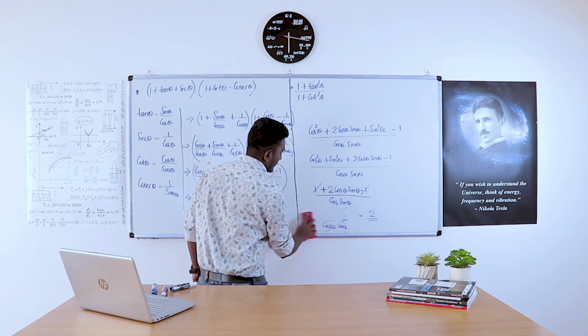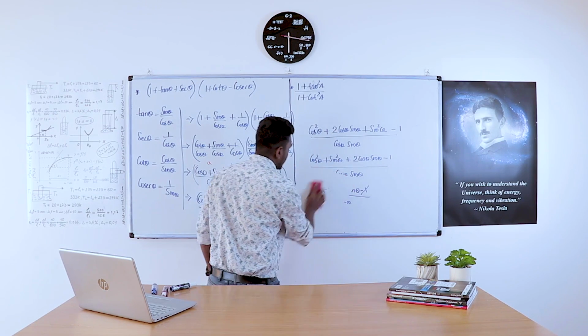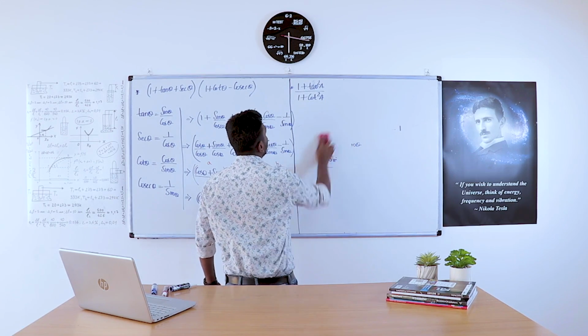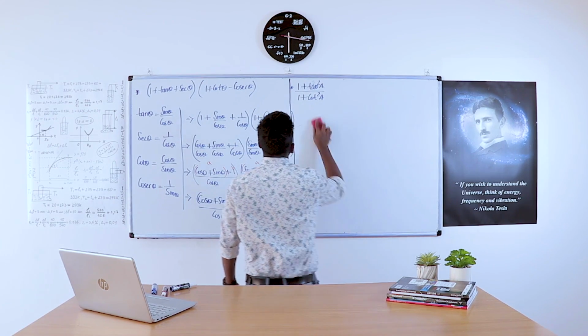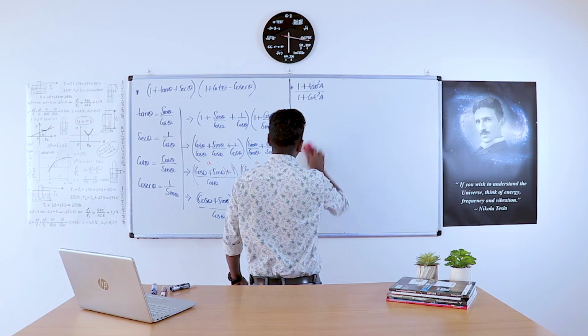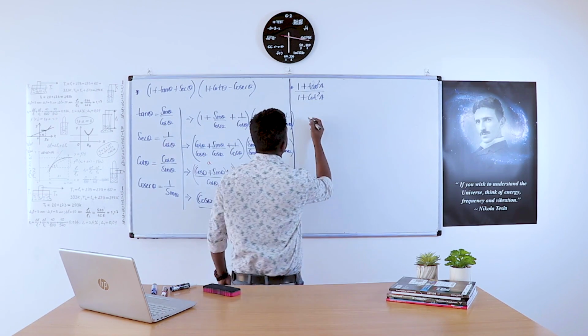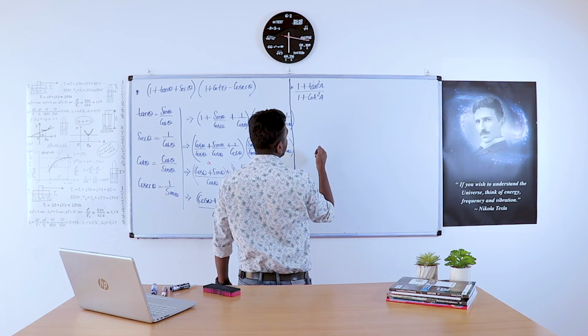What is the next question? I am rubbing here because I need to solve the second question here. So what is the second question? 1 plus tan square a by 1 plus cot square a. So here I am substituting.